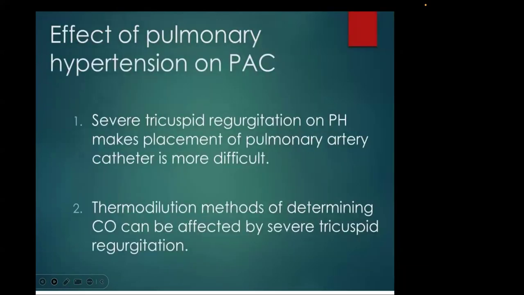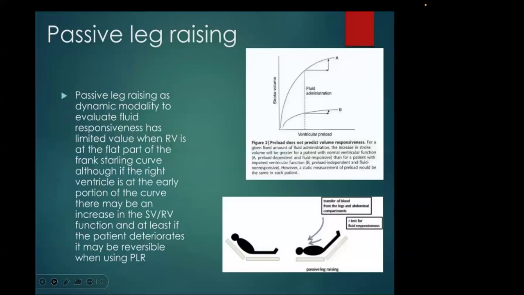Effect of pulmonary hypertension on PAC. Severe tricuspid regurgitation in PH makes placement of the pulmonary artery catheter more difficult. The thermodilution method of determining cardiac output can be affected by severe tricuspid regurgitation.